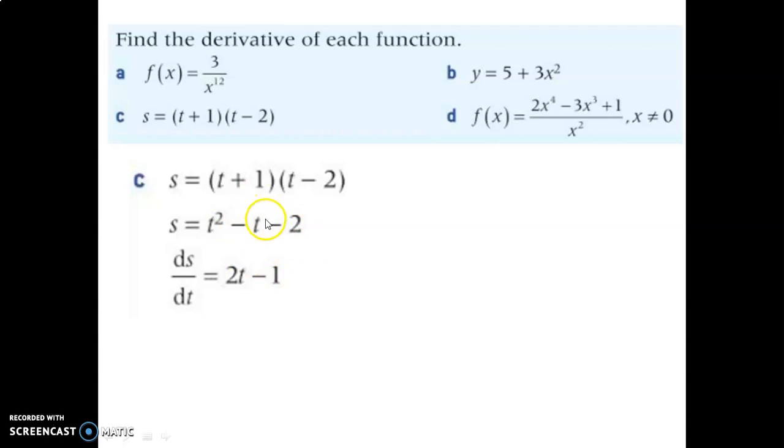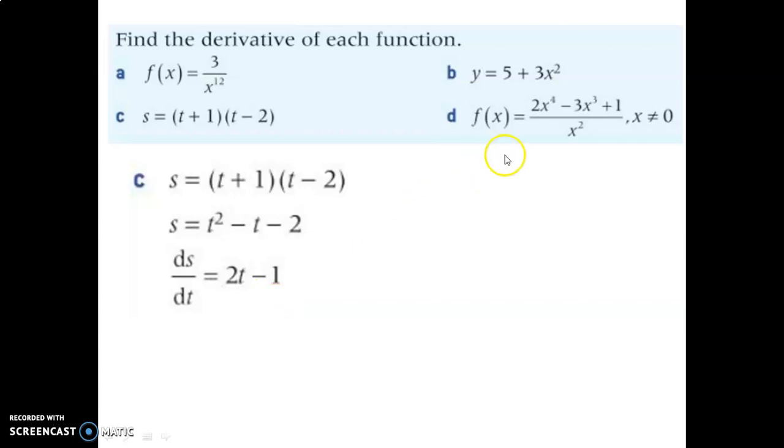Why is this one minus 1? Because the power on this t is 1 right now. Drop the 1 down, you get minus 1, but then you subtract 1 from the exponent and it becomes 0, so the t disappears because it's t to the 0, which is just 1. Remember that anytime you have a variable with no exponent visible, which means 1, it just becomes the number you see.